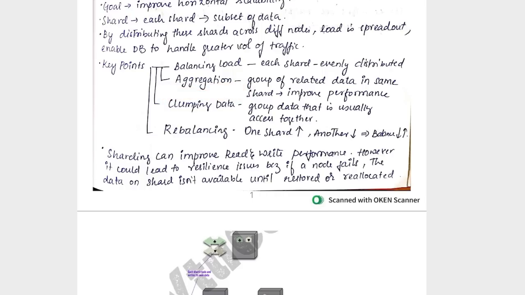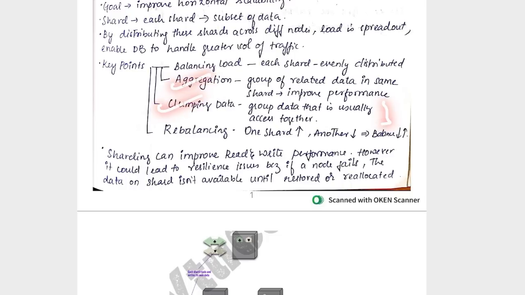That is, in sharding, aggregation should happen, and ideally the same data should be present in the same shard, thereby we can improve the read performance. For example, all user data for the customers in Boston must be stored in the same data center, right? So that is about aggregation.